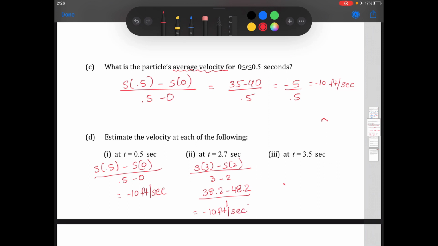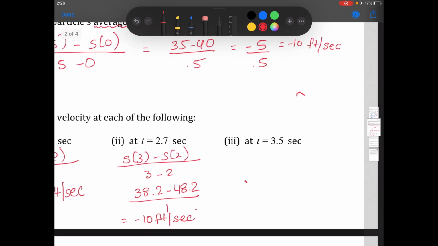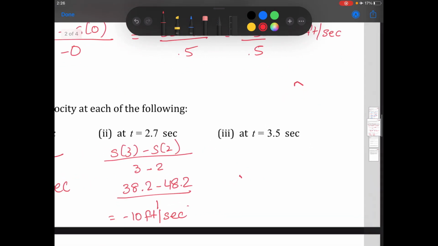If you were to use any other interval, you will end up getting a different answer. Like if I did from 2.7 to 2, I would have ended up with a different answer, and that's okay. Both these answers will be acceptable. So you don't have to worry about, oh, my 2 answers are different. It does not matter. Okay.